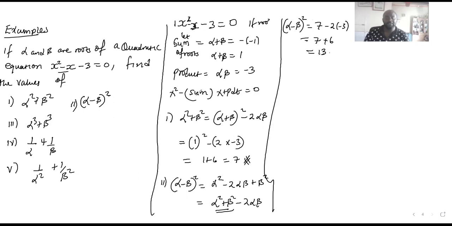The answer is what? 13. Check this out. Let me also introduce this one. It wasn't there, but let me call it Roman star. What if they brought alpha squared minus beta squared? You see, it's a difference of two squares.